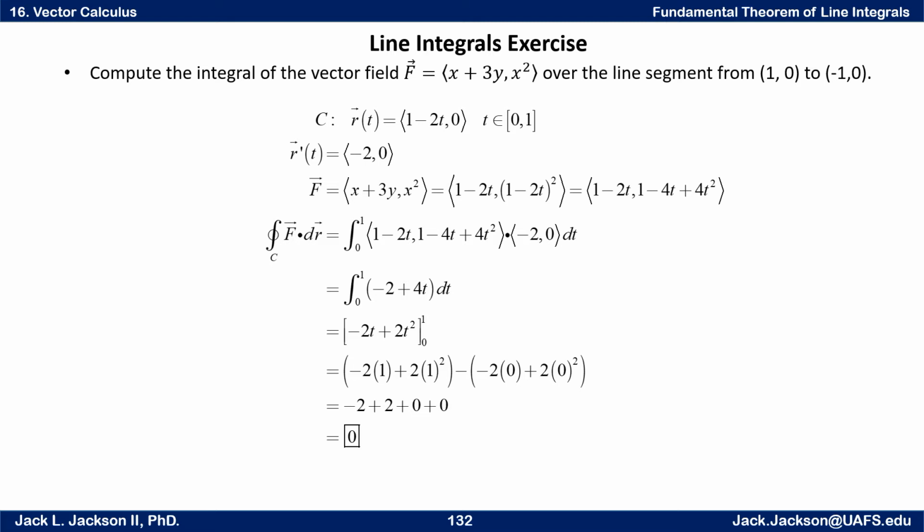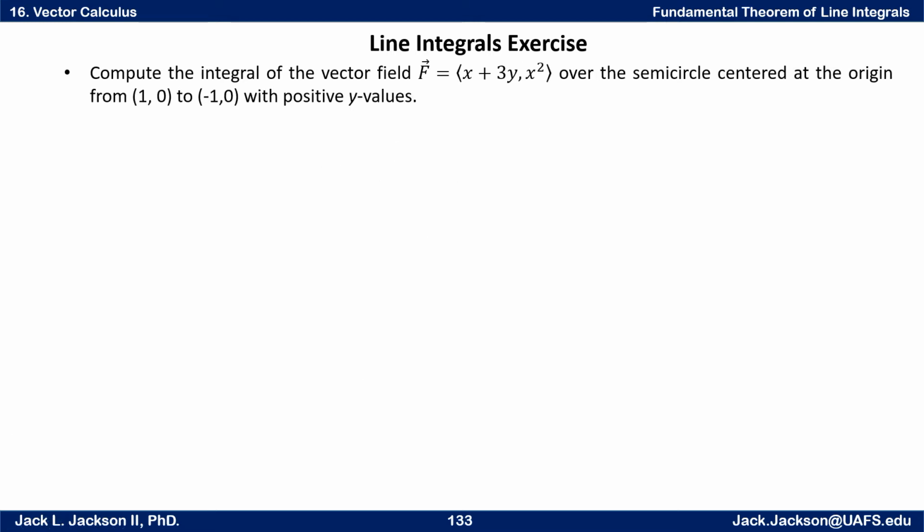Now, but what if we take a completely different path? So suppose we go about a different path. Say, for example, how about a semicircle? Same vector field, still going from 1, 0 to negative 1, 0, but let's go over a path that takes us over a semicircle centered at the origin with positive y values. Well, that's just the part of the unit circle that's in the first and second quadrants.